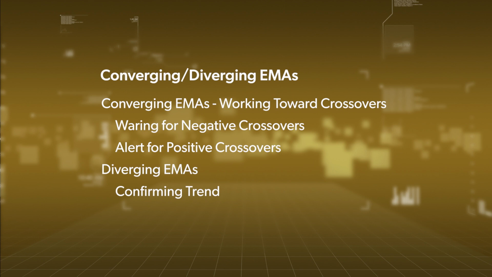So let's look at converging and diverging EMAs. When you're looking at converging EMAs, that means you're working toward some sort of crossover. It can be a warning if you're working toward a negative crossover. And if you're starting to work toward a positive crossover, that's an alert: hey, something good is getting ready to happen. Diverging EMAs, when they start to move apart, tell you that you're getting a confirmation of the trend because price is accelerating in that direction, and so the EMAs are separating.